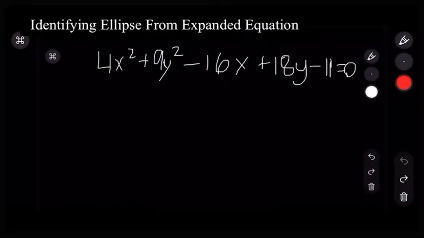To begin, to identify an ellipse's expanded equation, the equation should have an x squared term and a y squared term, with both coefficients being different positive numbers. To take an expanded equation to standard form for graphing, you should use the completing the square method.